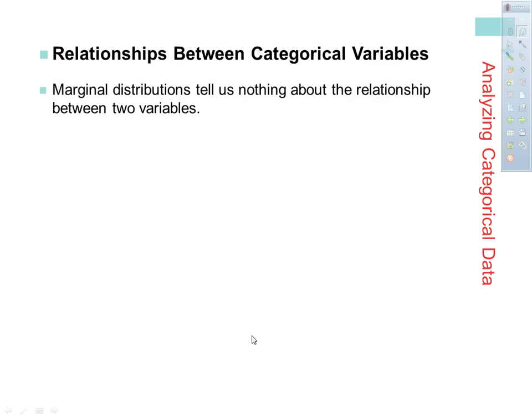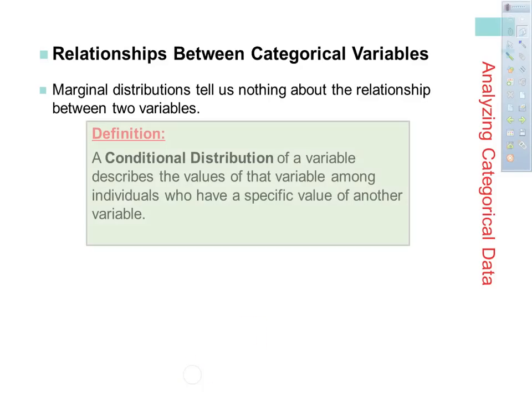And so while marginal distributions are good, it allows us to take a two-way table and pull out one of the variables and break it down and kind of see what's going on with it. It doesn't really give us much information about the relationship I was talking about before. If I want to try to come up with some sort of relationship between these two variables, then I need to come up with some other way of doing that. And what allows us to try to create that is what's called a conditional distribution.